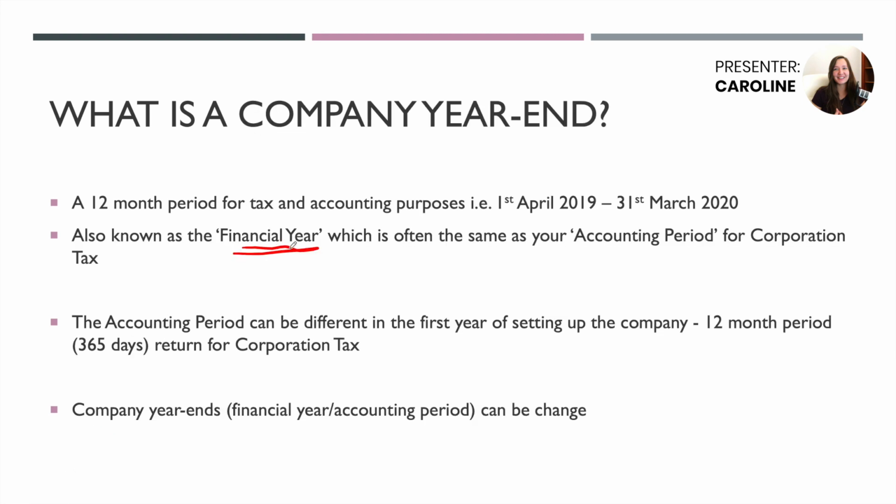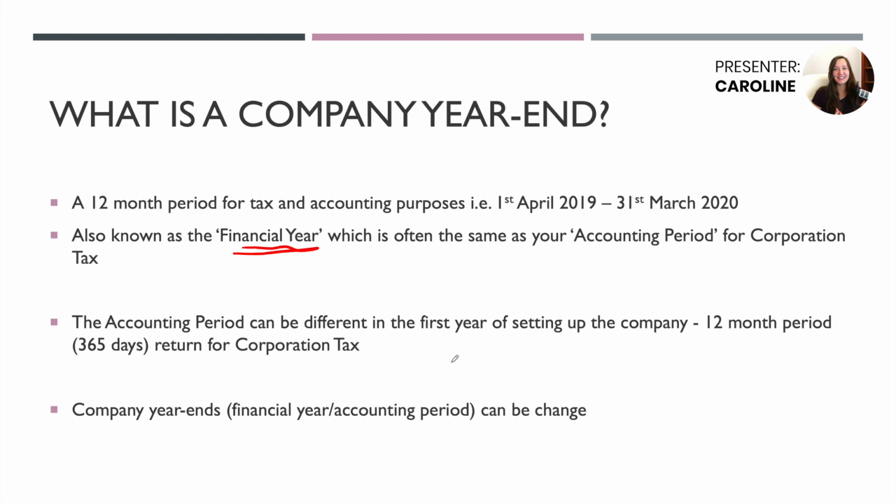So for companies, you have a financial year and it's a 12-month period for tax and accounting purposes. This is often the same as your accounting period for corporation tax, for example, with a limited company. So if you're running your own limited company, you will have a company year end, and then you'll also have the tax year, which is separate. So these don't necessarily fall on the same dates.